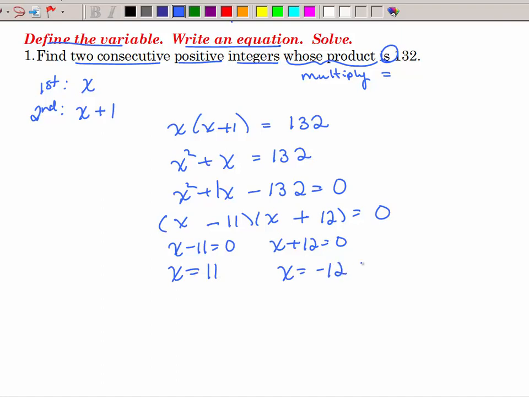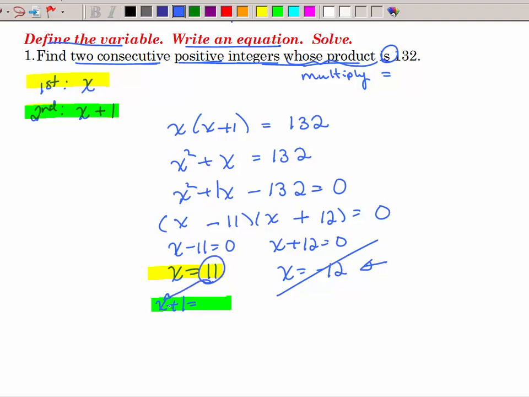But you are not finished yet. We need to find two consecutive positive integers. Well, first of all, is negative 12 positive? No, it's not, so we're just going to throw that out. But x equals 11, that's still not two consecutive positive integers. That's why I want you to do the part where you define your variable, because that's what you want to find. You want to find x, but what else am I asking you to find? X plus 1. So I need to know what is x plus 1. Well, if x is 11, what's 11 plus 1? 12. So my two consecutive positive integers are 11, 12.